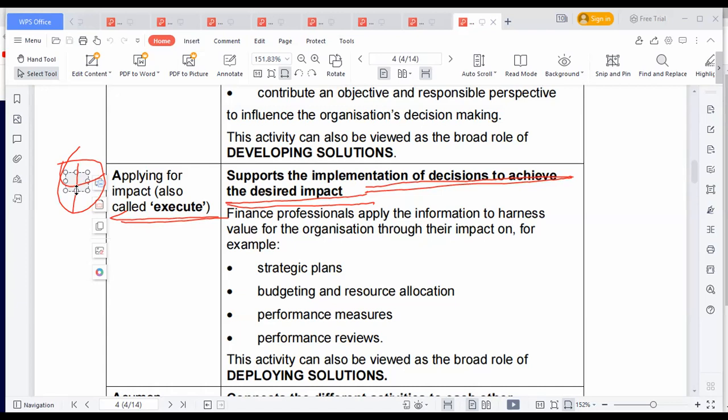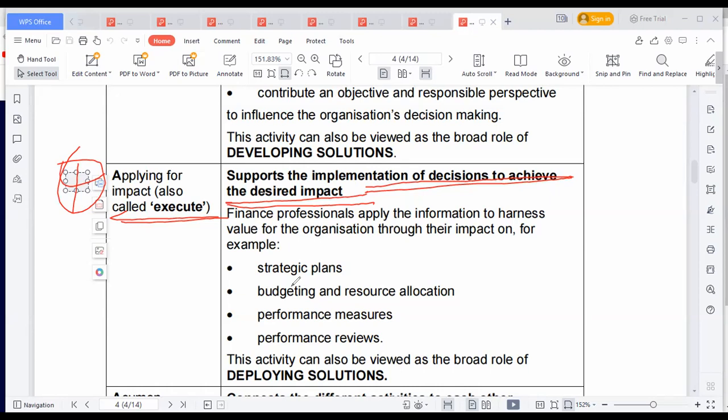All right, sorry, guys. Okay, let's continue. I was saying that the fourth point is applying for impact, where we do the execution. Normally when we talk about this point, finance professionals apply the information to harness value for the organization. This is where all the information that we've collected and fed management is now used for strategic plans.